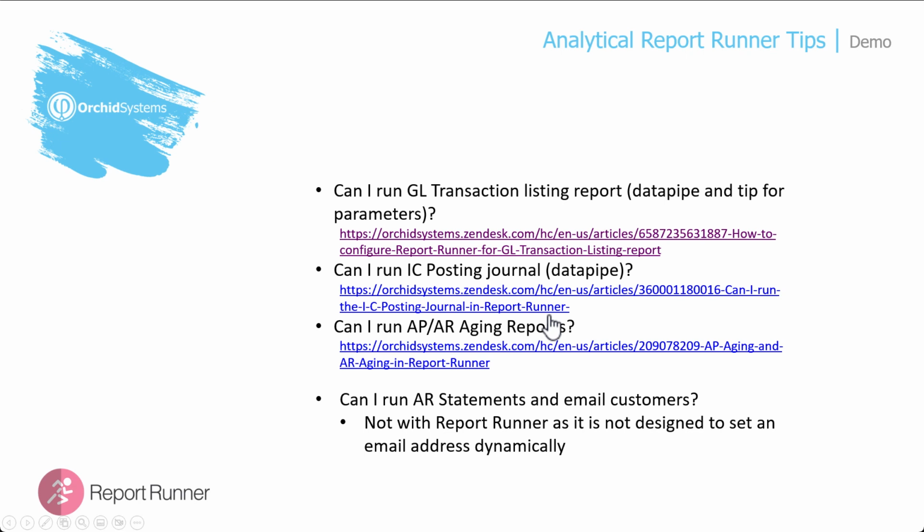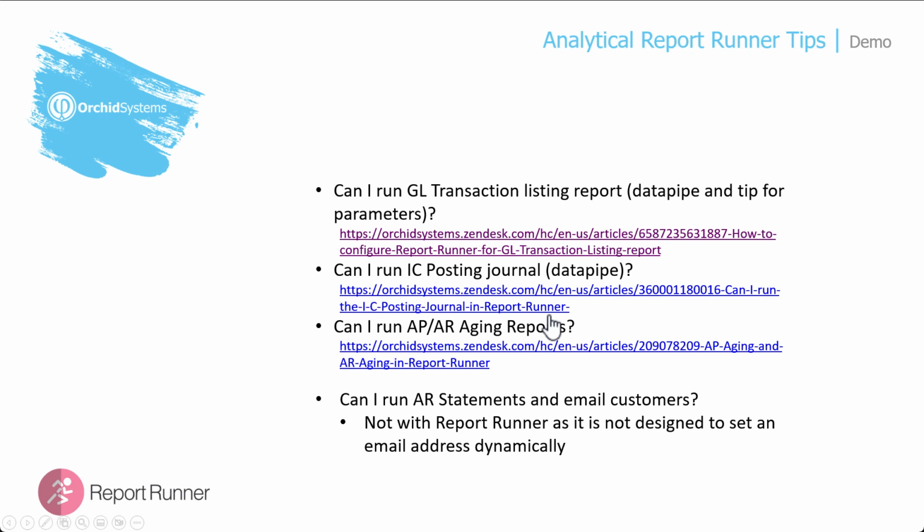A question that we get very often is, can we run AR statements and email customers with Report Runner? No, we can't, because one, the AR statement populates a temporary table, and more importantly, Report Runner is not designed to set an email dynamically. So I would have to set up the report and hard code the address, so set the parameter to customer 1 going to customer 1. So it's not really a scalable solution.